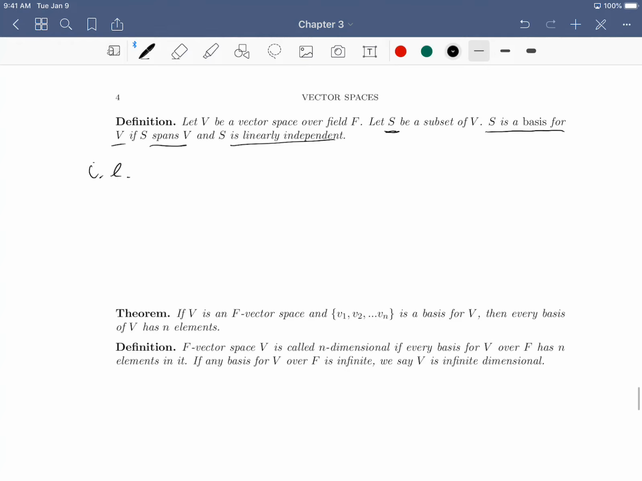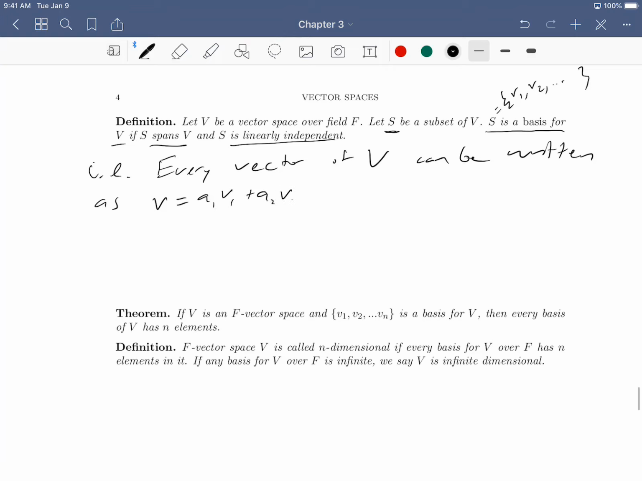Okay, so what that means is every vector of V can be written as a linear combination of those vectors from S. So let's say I'm thinking of S as the set V1, V2, dot, dot, dot. Okay, so it can be written as a linear combination of vectors from S. So maybe a1 v1 plus a2 v2, dot, dot, dot, all the way up to some list an vn.